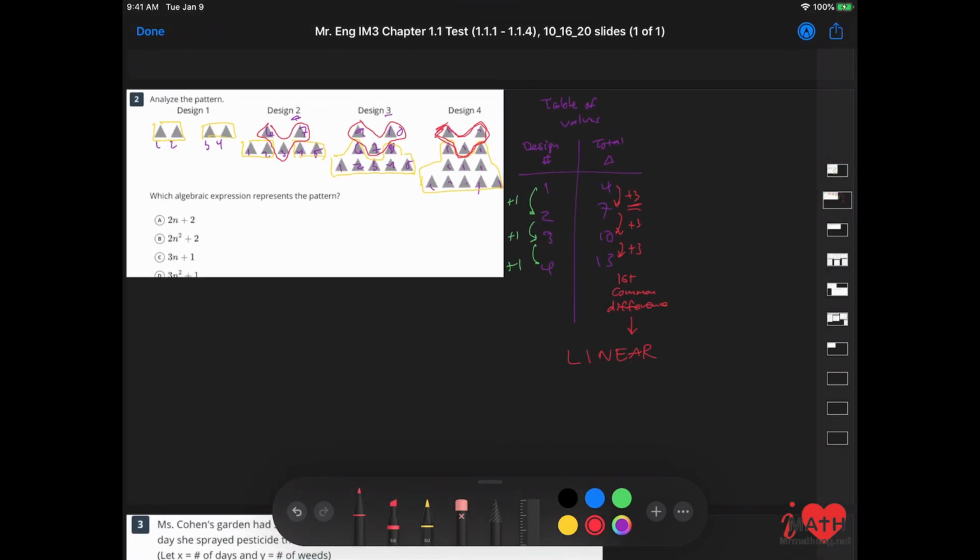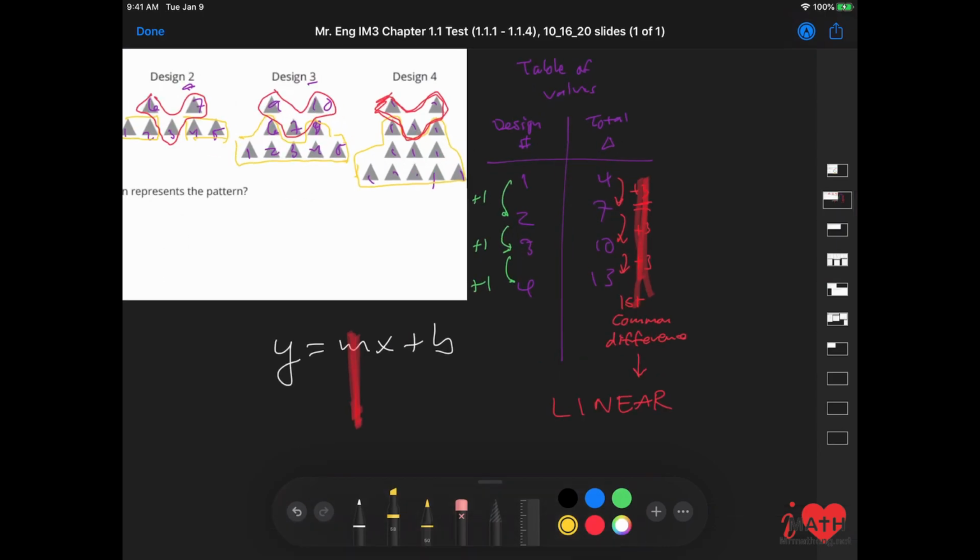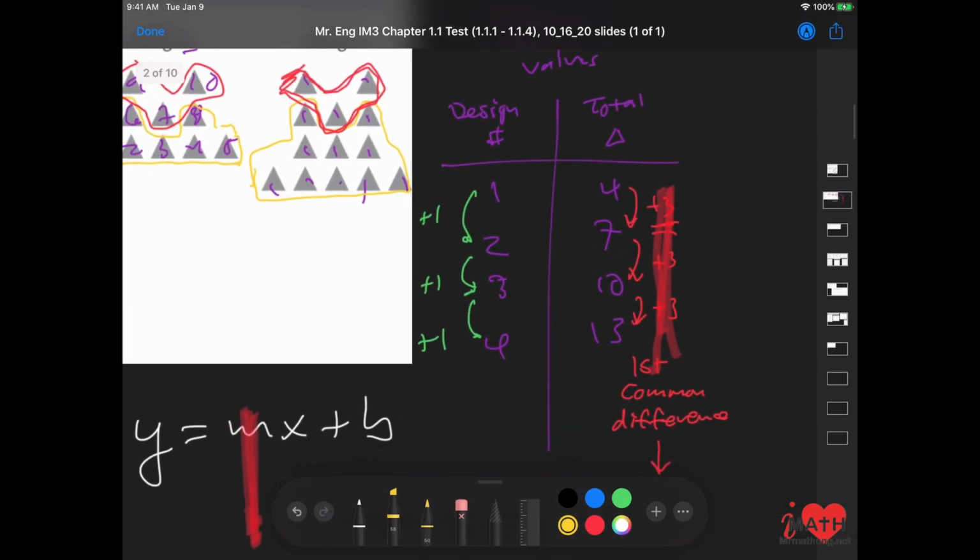Well, we can use y equals mx plus b. And the first common difference, all of this, that is my slope. And the b is going backwards. Oops, let's do that. Do it again.